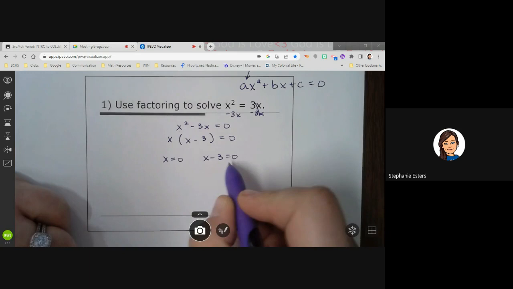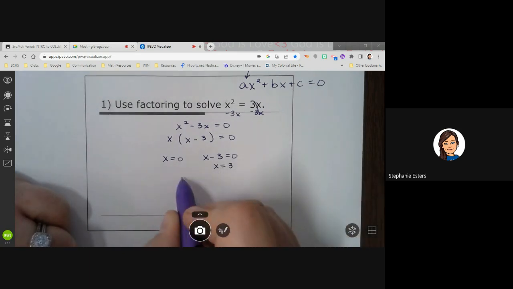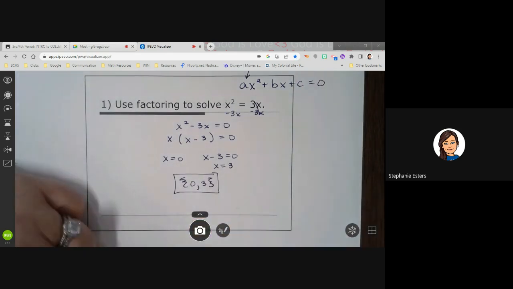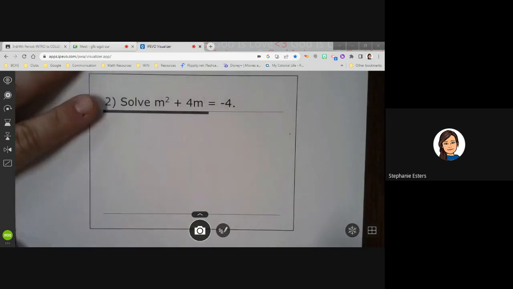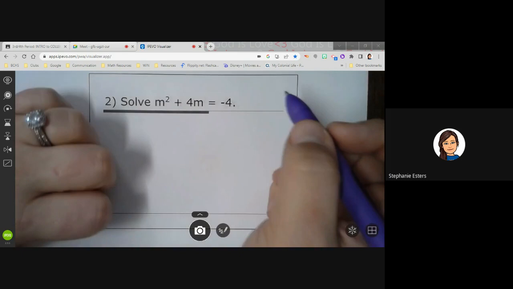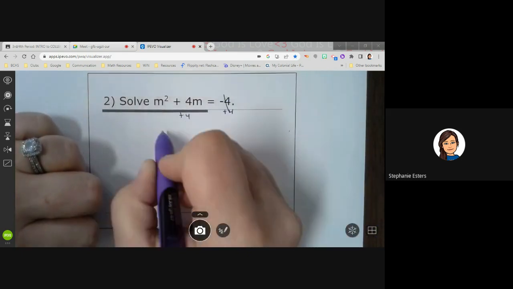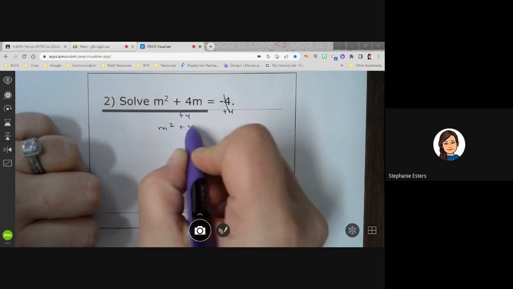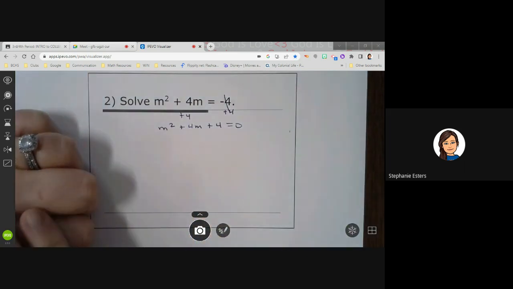First one is already solved. This one we add 3 to both sides, so x is 3, meaning that 0 and 3 are our solutions. And I'm going to write those as a solution set. Let's keep going. On the next term, once again, we're not quite set equal to 0 yet, so I want to add 4 to both sides. Just moving it over, so I've got m squared plus 4m plus 4 equals 0.